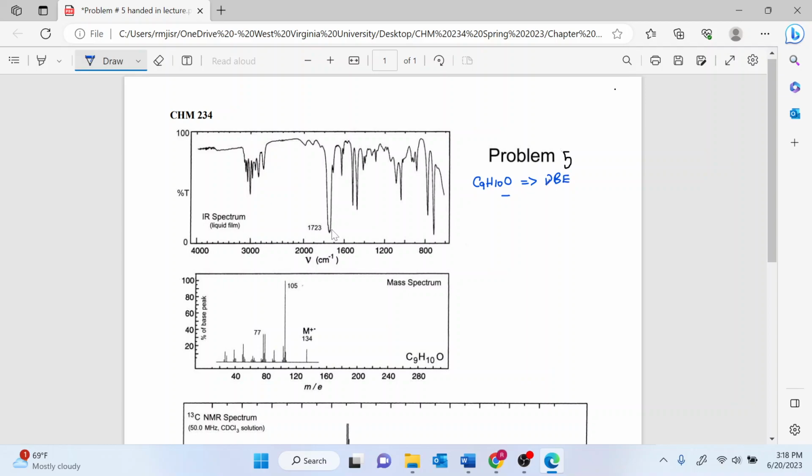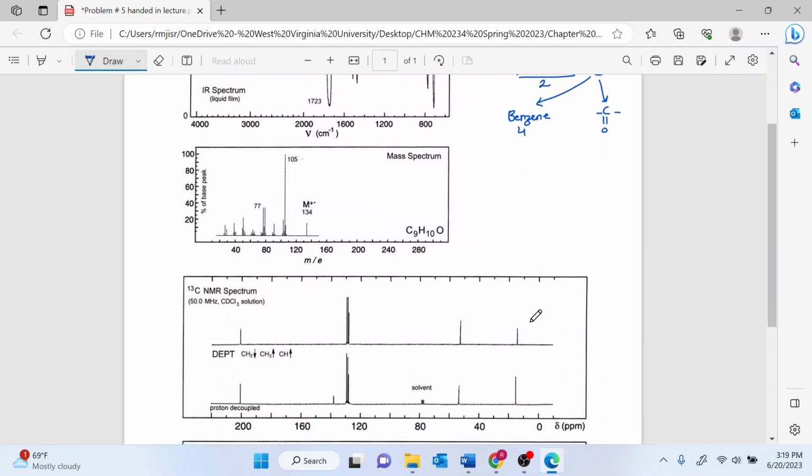The DBE is equal to the number of carbons times 2 plus 2 minus the number of hydrogens, which is 10 in this case, divided by 2. And that is going to be equal to 5. So 5 means that you have a benzene, and the benzene is a DBE of 4. So you still have 1. Since you have an oxygen in your formula, then you will have a carbonyl. Let's go ahead and check for the benzene first before we move on.